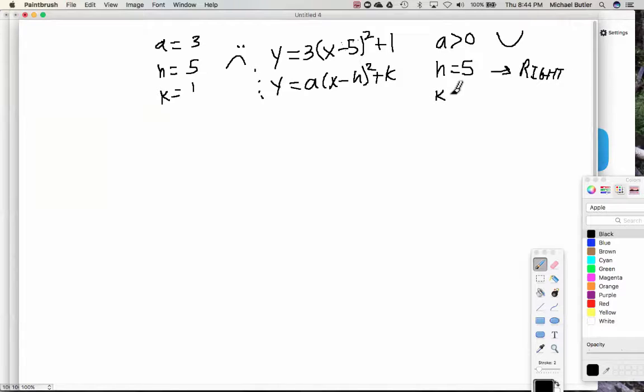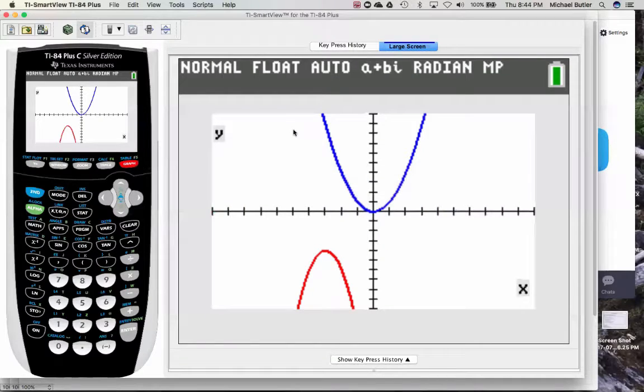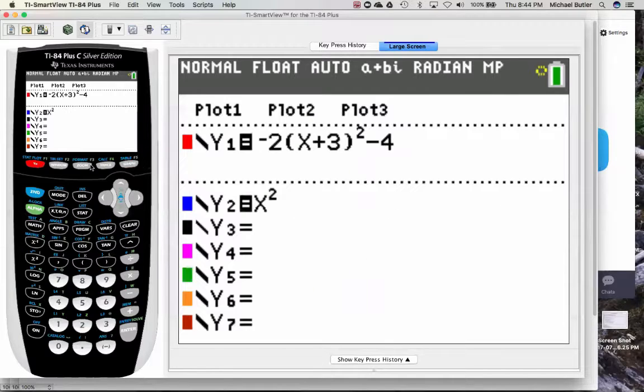And then what's k equal to? K is equal to 1. So what's that going to do? It goes up. Yes, it goes up. And so you can check that by going into the calculator, seeing whether you guessed that right or not by typing it in. So we're going to type 3(x minus 5) squared plus 1.